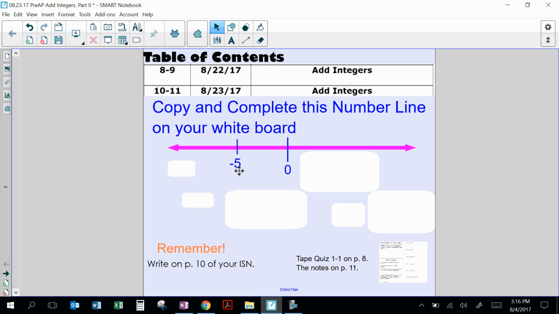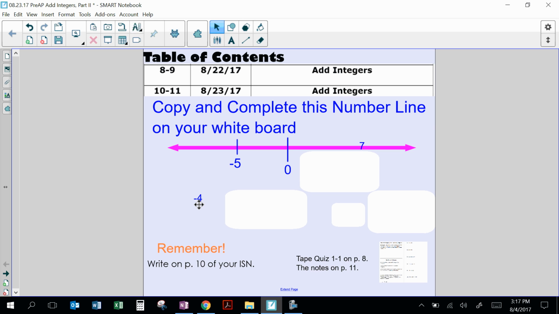As you can tell, -5 is to the left of 0 because it is negative. Where would you put the number 7 on this number line? I would put 7 on the right of 0, somewhere right here.